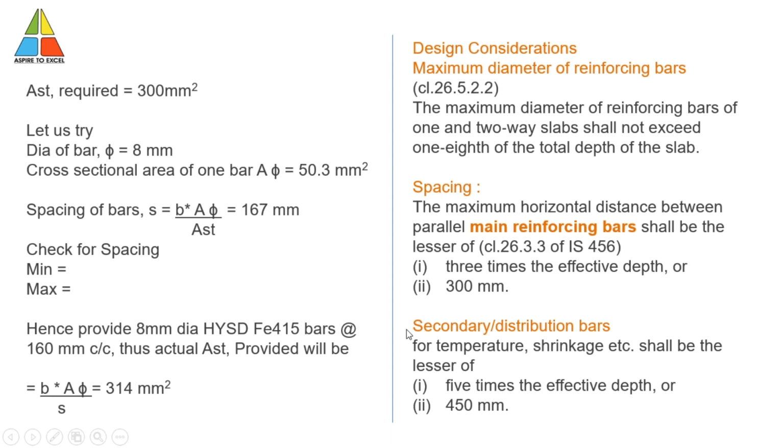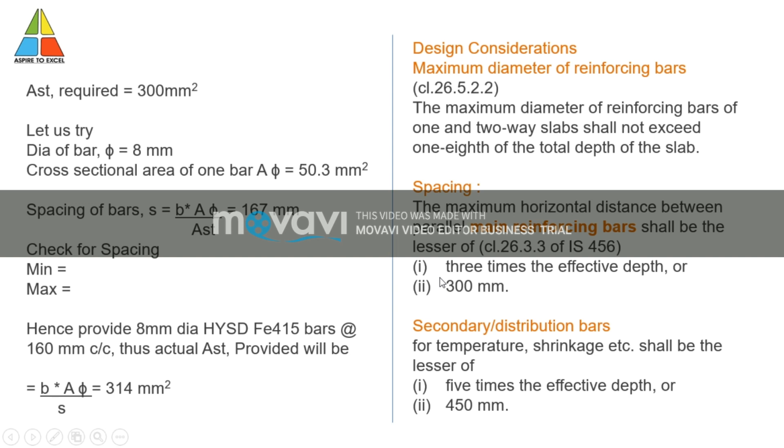Secondary bars or distribution bars, which are generally used for temperature and shrinkage, shall be the lesser of the two, that is 5 times D or 450 millimeter. So here for main bars it is 3D or 300, for secondary or distribution bar it is 5D or 450.